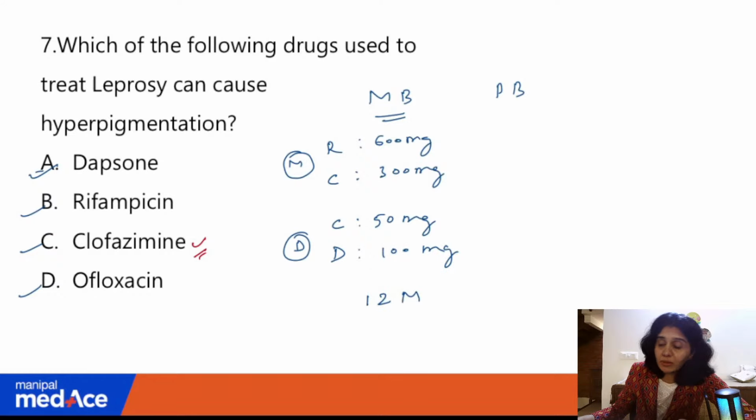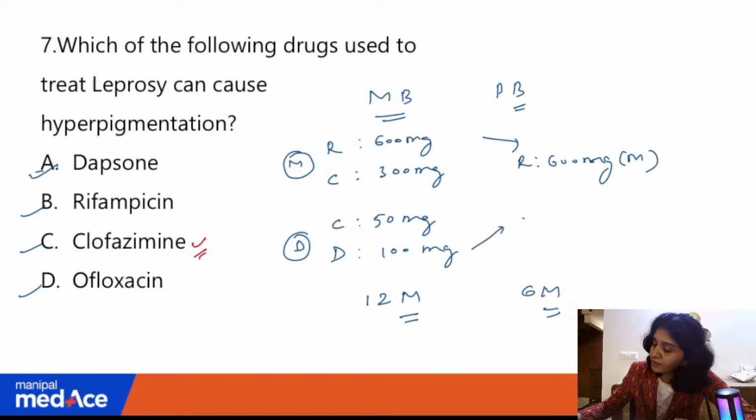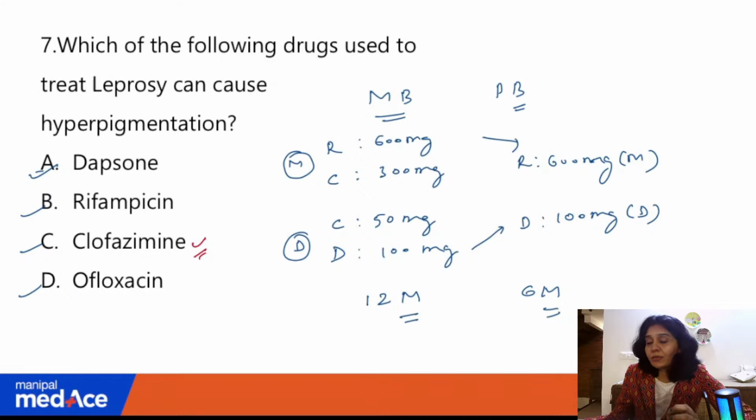So this is multibacillary leprosy. Similarly, if you look at paucibacillary, you give it for 6 months. So what do you give? You take rifampicin 600 mg monthly, and then dapsone 100 mg daily. So you're not giving clofazimine here in case of paucibacillary, and the patient is supposed to complete the treatment within 6 months. So it's given for 6 months, right? And then multibacillary is for 12 months. So this is the regimen for multibacillary and paucibacillary.